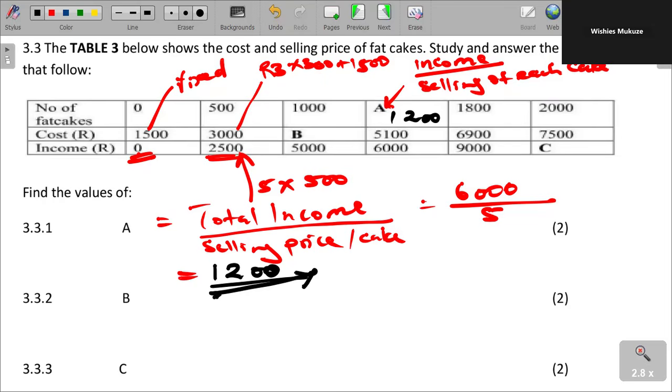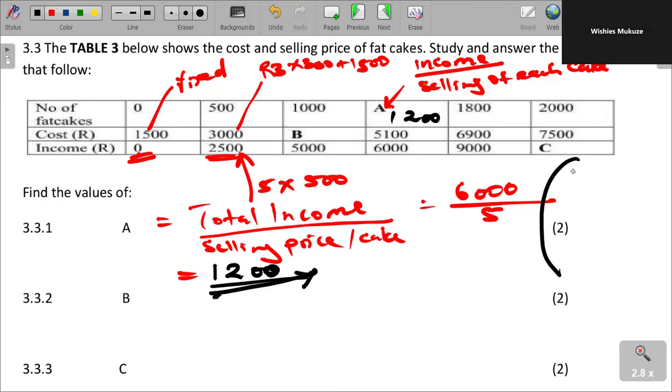5,100 minus our fixed cost, which is 1,500, and all that divided by the buying price of each cake.